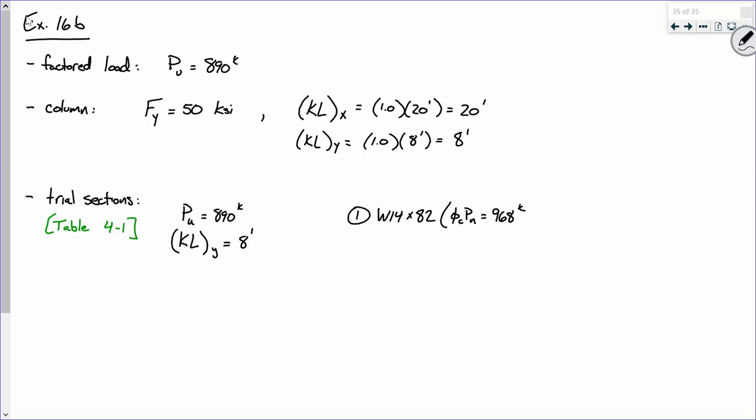Okay. Now the next lightest section is a W14 by 70, was it 74? That one, what's its capacity at 8 feet? 879, so it's not good enough, okay? Now, let's be clear. Let's say I stopped right now. Would I know right now that the W14 by 82 works? No, because I'm selecting it based solely on the weak axis. I would have to go and check the strong axis.